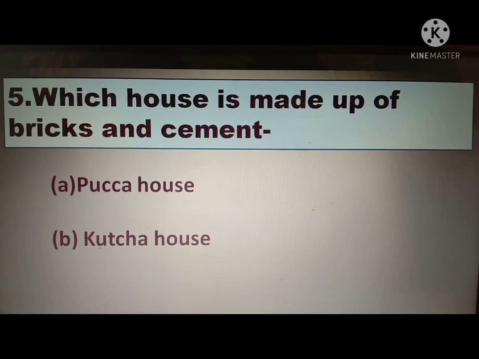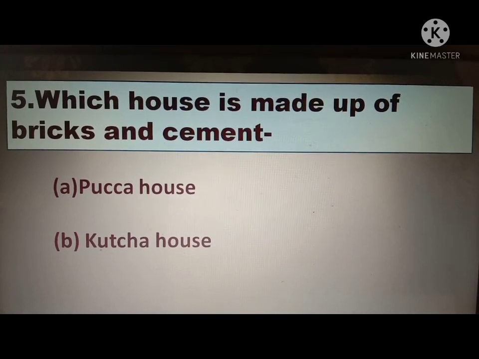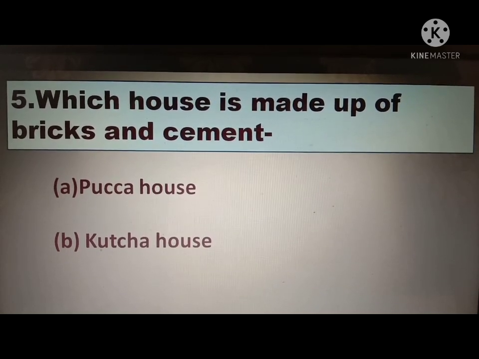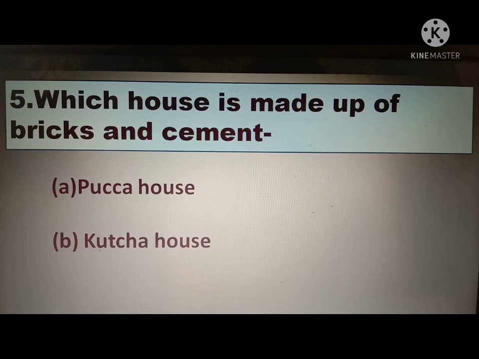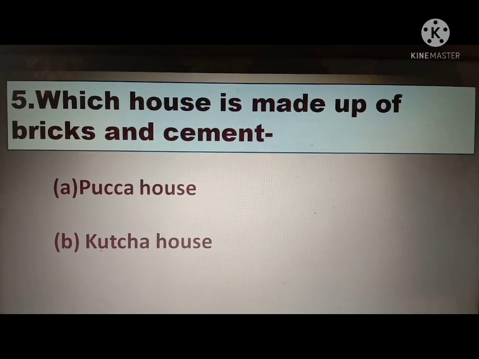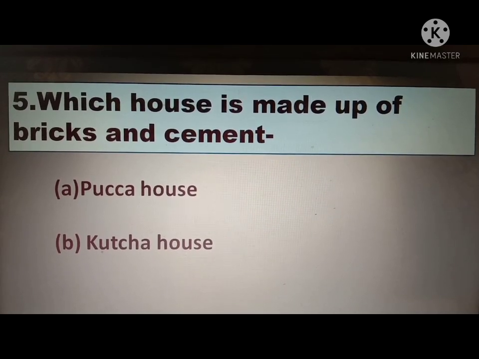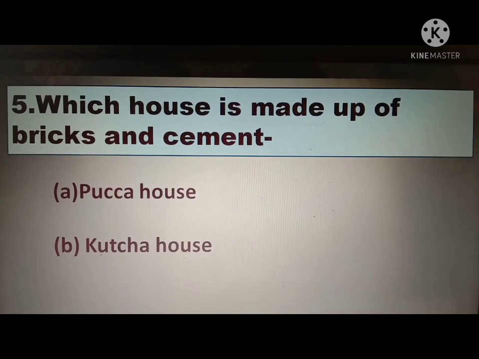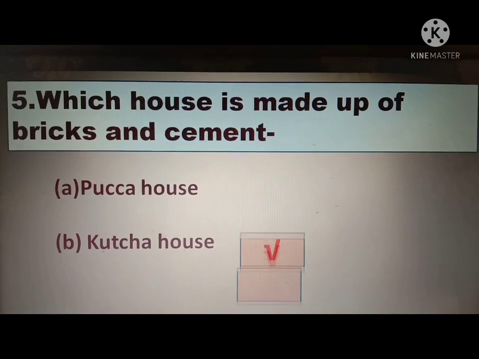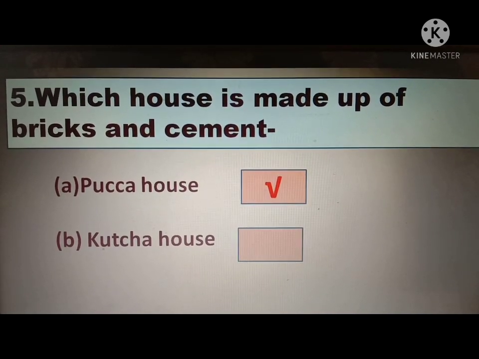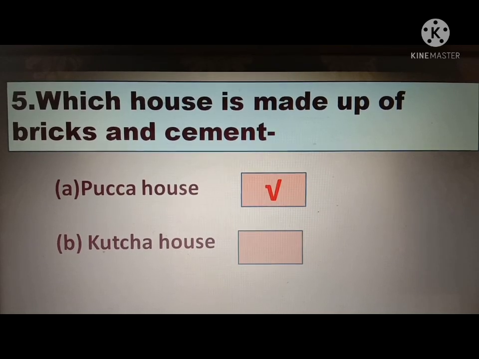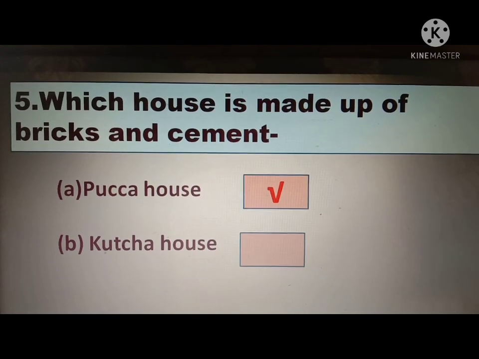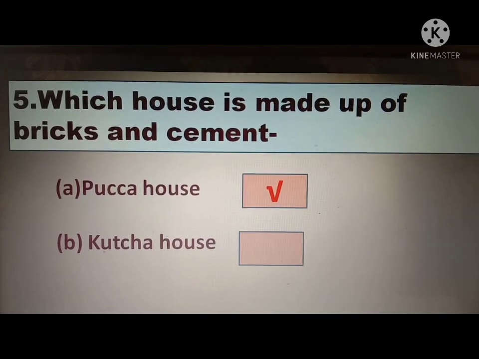Next question is, which house is made up of bricks and cement? Options are A, Pakka house, B, Kacha house. So children, Pakka houses are made up of bricks, cement, iron rod. So the correct answer is Pakka house. And Kacha houses are made up of mud, straw, wood, stone, dry leaves. So for this question, right answer is Pakka house.